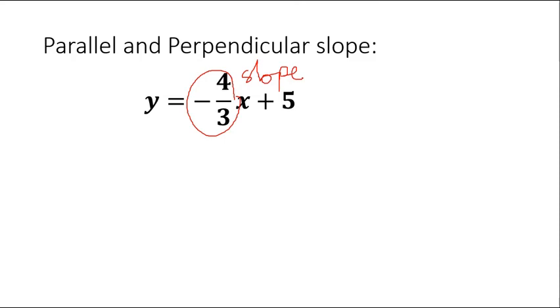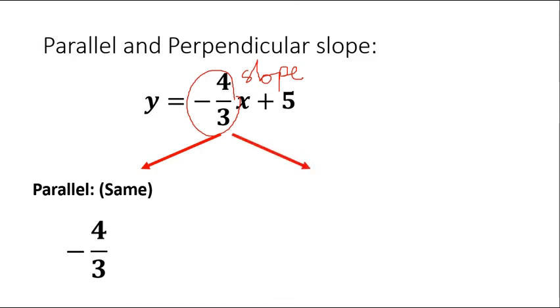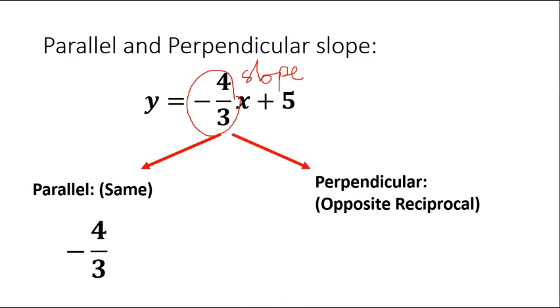So what I'm going to do here is, let me find my parallel slope first. And remember, it's the same slope, congruent slope. So my parallel slope would be negative 4/3. My perpendicular slope, remember, it's opposite reciprocal. So you take the reciprocal of the fraction and you change the sign, opposite sign. So here was negative, over here will be positive. So here I get 3/4.